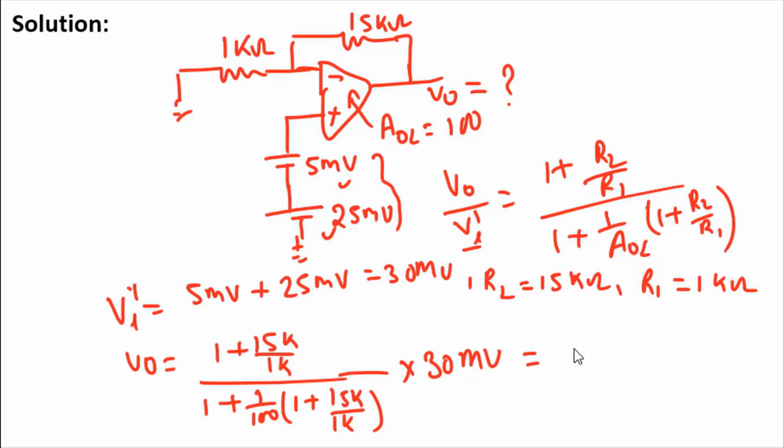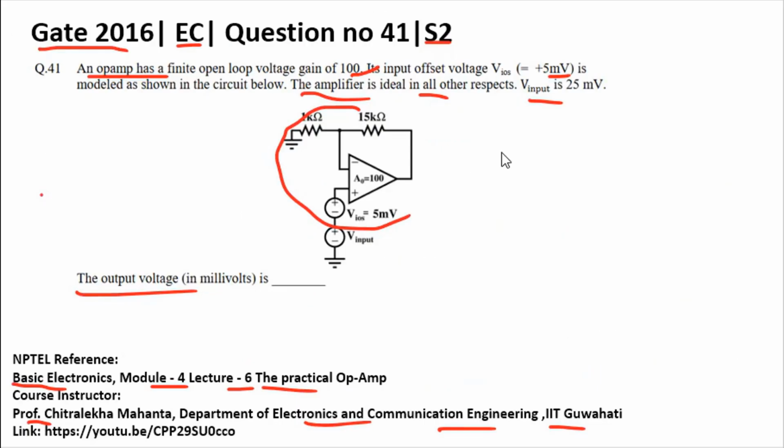So after solving this, you will get V0 as 413.79 millivolt. So the correct answer for this question is 413.79.